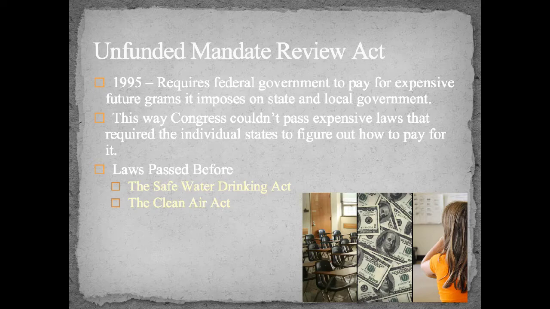Meaning, if Congress passes a law that requires states or local governments to regulate an expensive environmental problem or issue, the federal government has to figure out how to pay for it. It can't require the local governments to figure out how to pay for it.